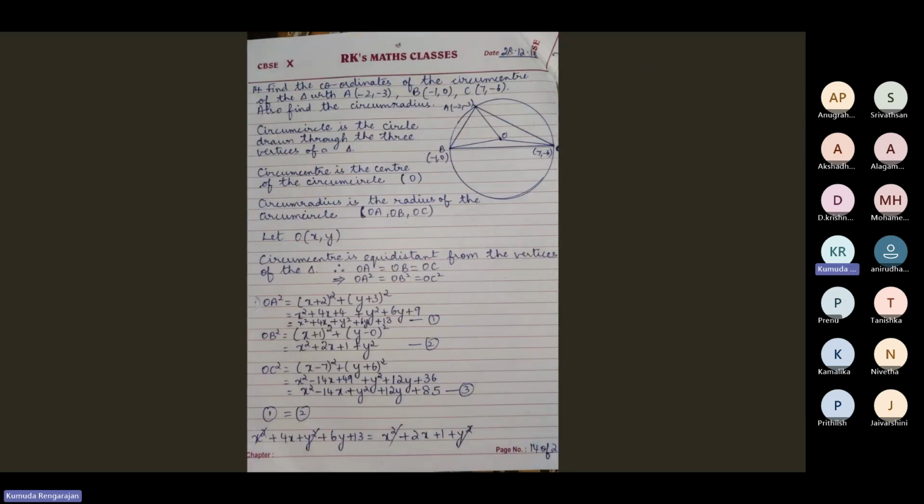This is another type. Find the coordinates of the circumcenter of a triangle. Now, what is the circumcenter? All of us know. The circumcenter is the center of the circumcircle.